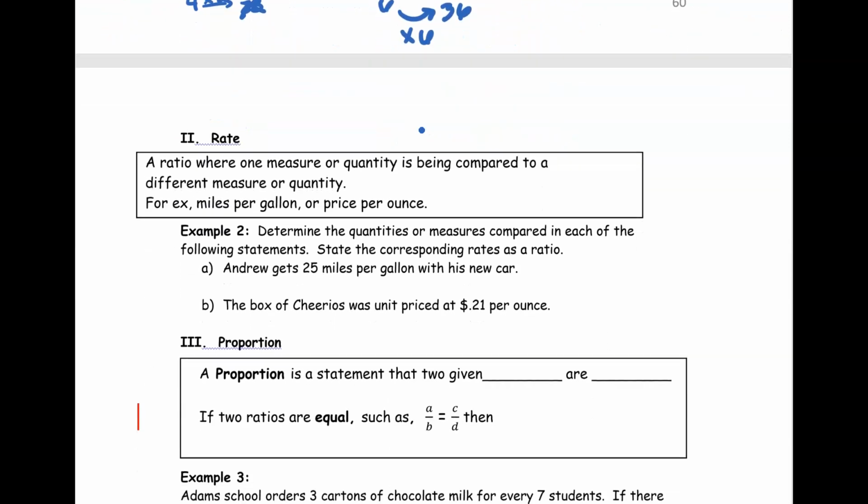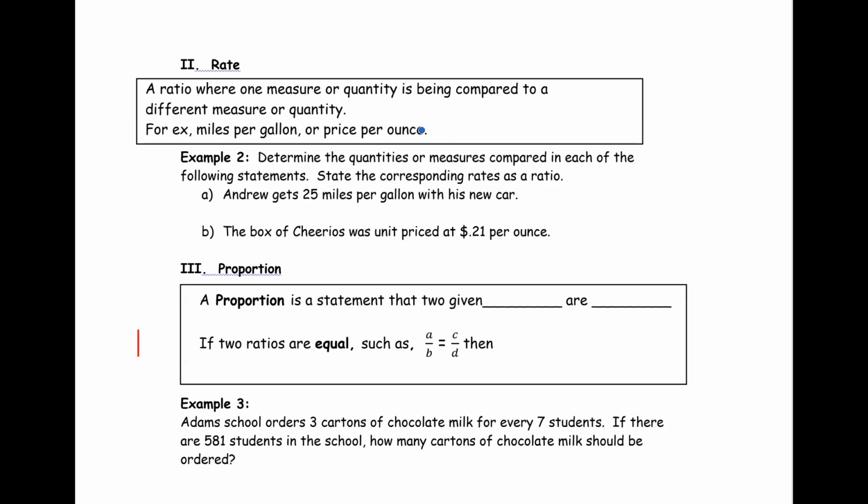So the second part that we're going to talk about is a rate, because ratios can definitely represent a rate, and I'm sure you've seen this many times during your life. For example, miles per gallon or price per ounce. So when you have a ratio where one measure is being compared to a different measure, then we say that this is a rate. So example 2, determine the quantities or measures compared in each of the following statements, and state the rate as a ratio.